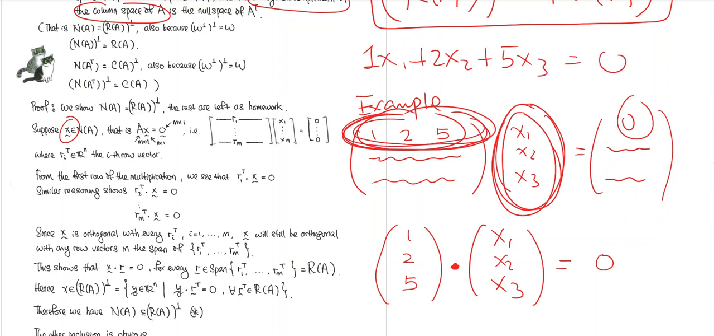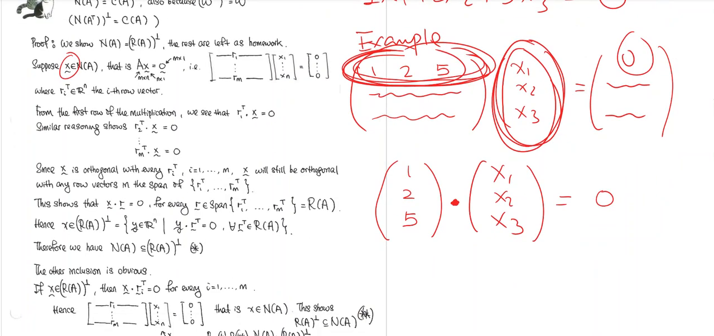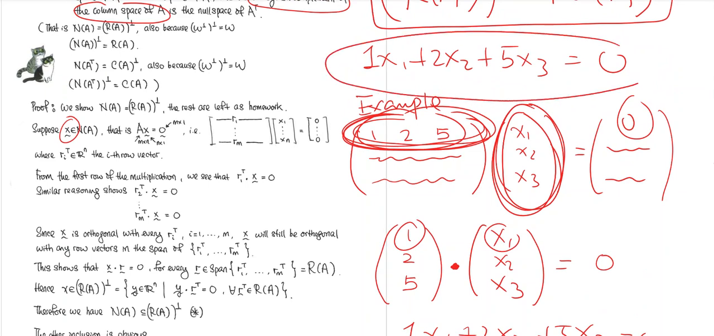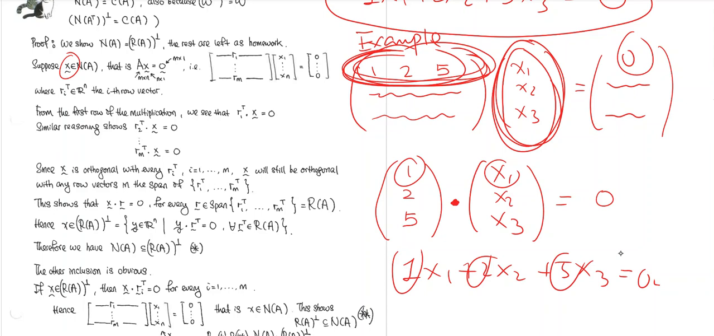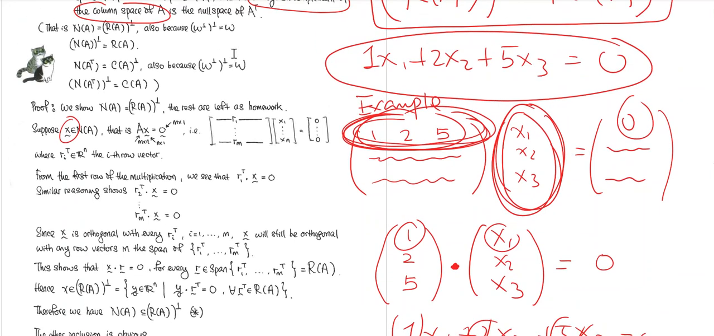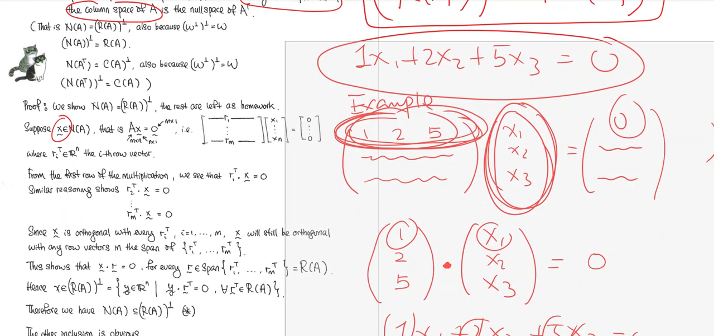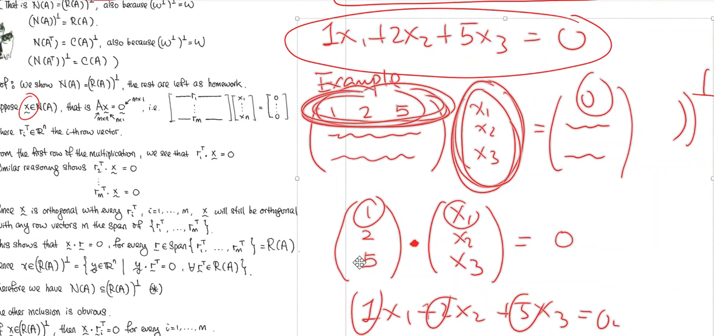Now, if you take the row vectors, transpose it so that you become a column vector, and you take the dot product, you will get 1 times x1, that's how you do dot product, plus 2 times x2 plus 5 times x3 equals 0. So you see this right here, 1, 2, 5, 0 is exactly that. So hopefully you get this one.